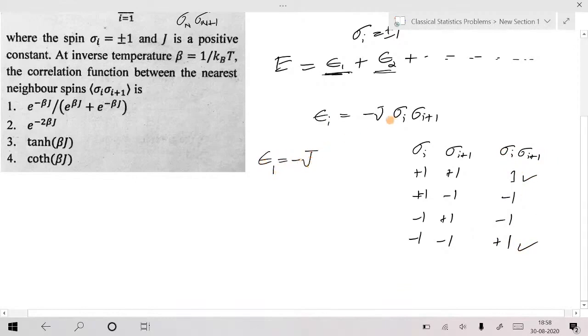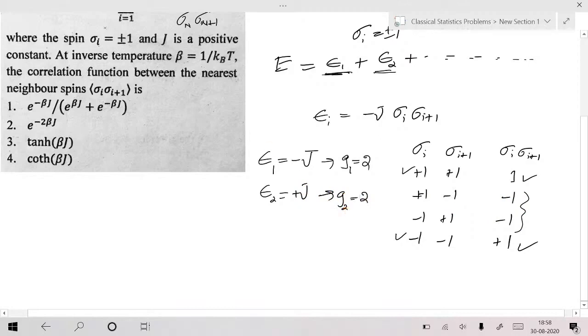E1 is minus J when this is plus 1, but its degeneracy is 2. You get 2 microstates corresponding to this one, so G1 is equal to 2. Then E2 corresponds to these two, that's equal to plus J, and its degeneracy G2 is equal to 2.